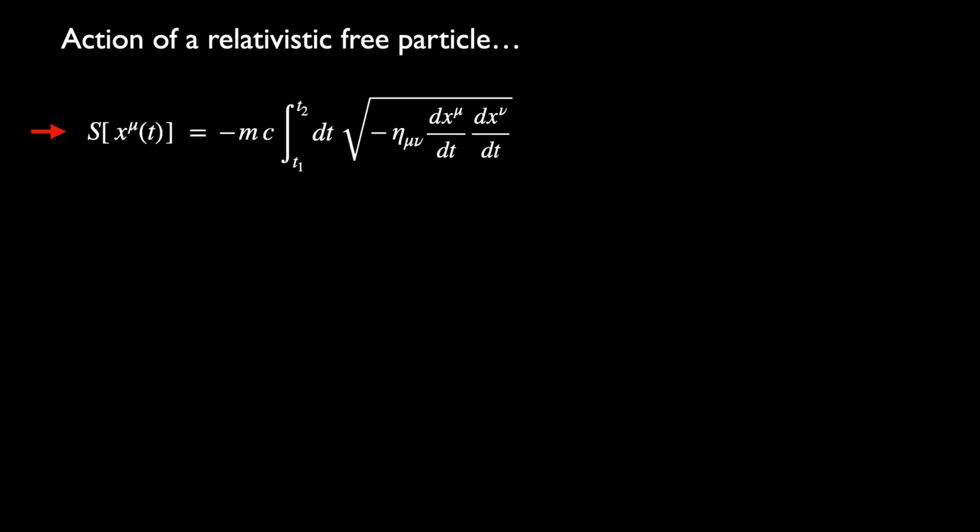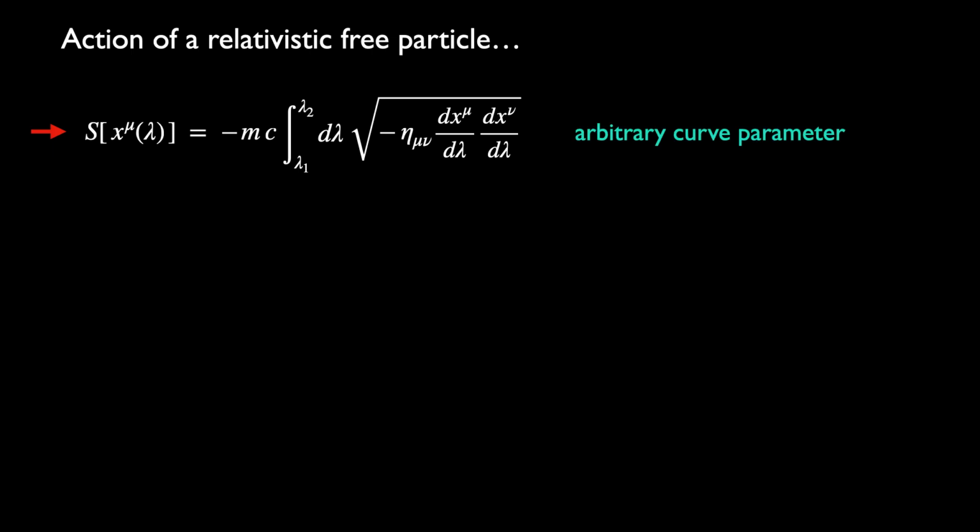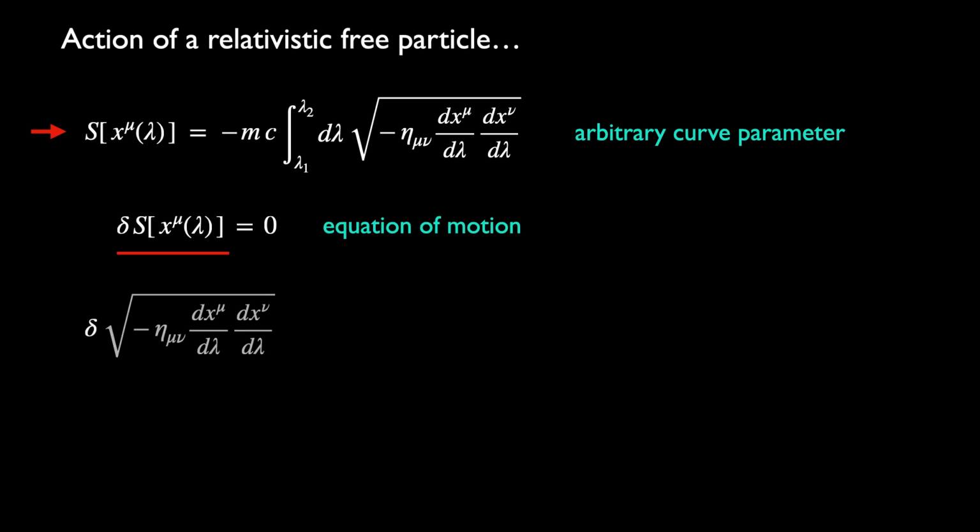Let's switch back to an arbitrary curve parameter, lambda. Let's vary this action to get the equation of motion. This is the variation of the square root term.